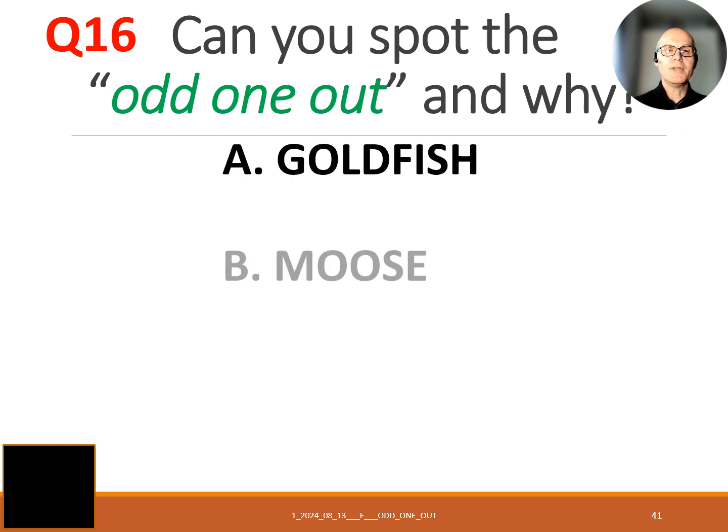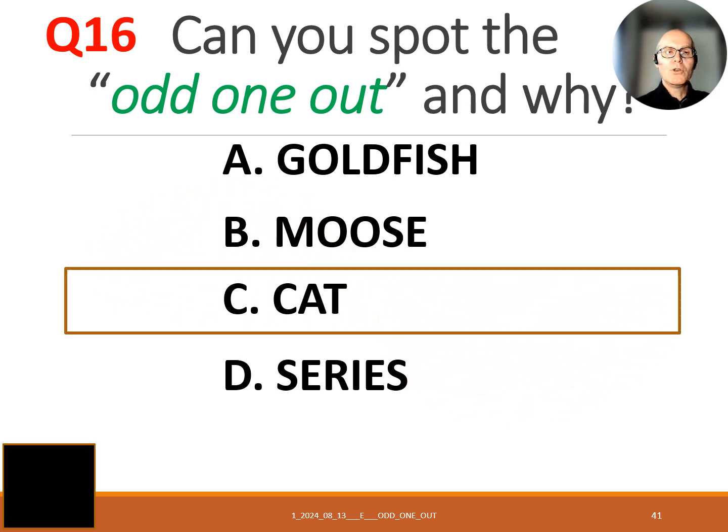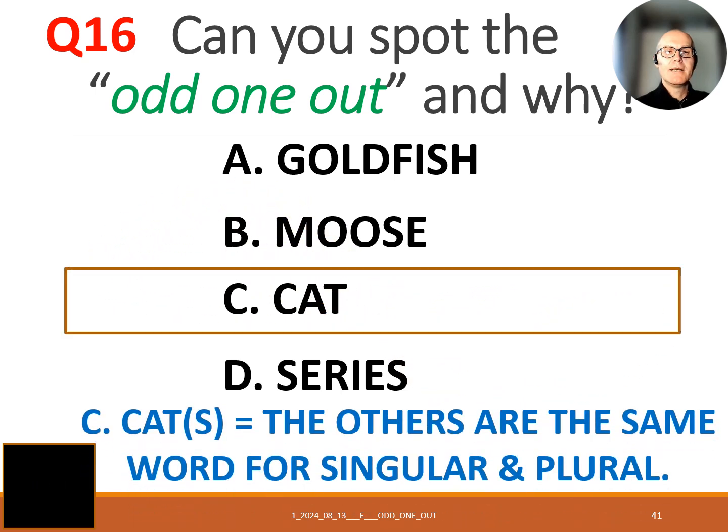Question 16. Goldfish, moose, cat, series. What was the odd one out here and why? This is a pretty tricky one. How did you do with this one? Did you get it? Odd one out here was cat, because the plural for all the other three is the same word as the singular. 1 goldfish, 2 goldfish, 1 moose, 2 moose, 1 series, 2 series, whereas of course it's 1 cat, 2 cats.